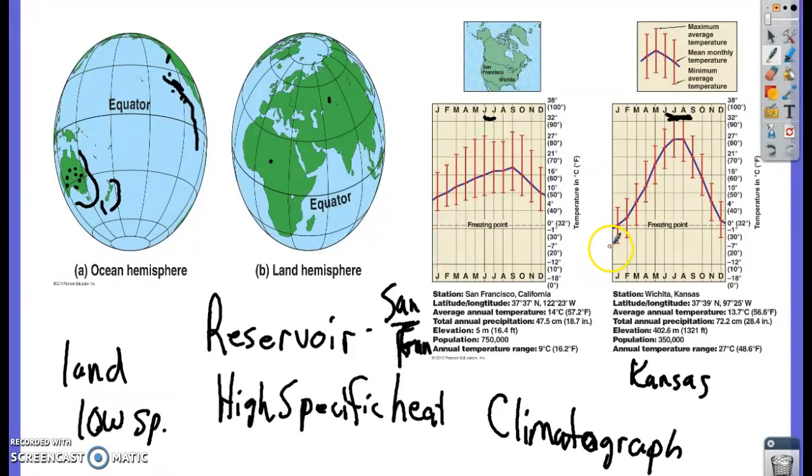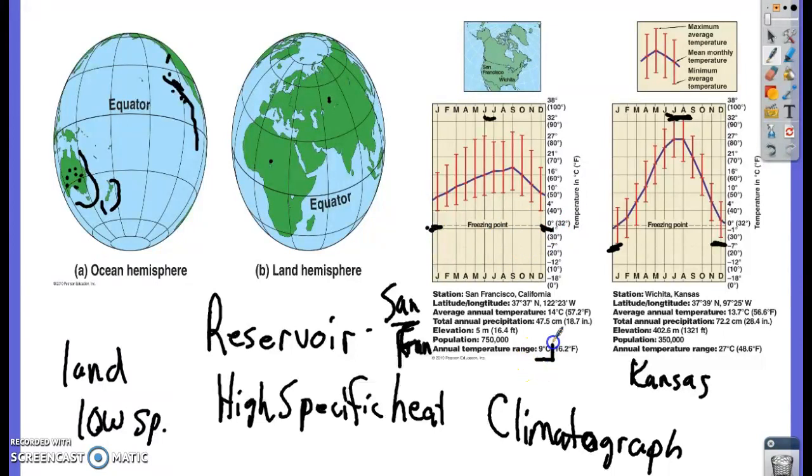In the wintertime, though, you'll notice Kansas gets extremely cold, okay? Whereas San Francisco never gets quite, in fact, never has an average temperature below freezing point, okay? And that's kind of the basic thing here.